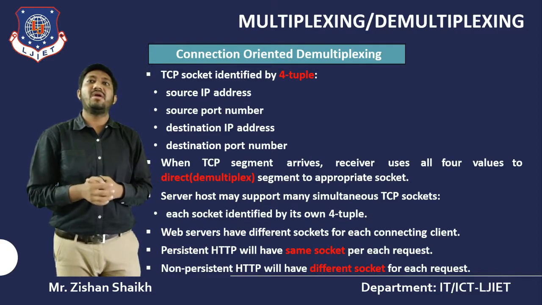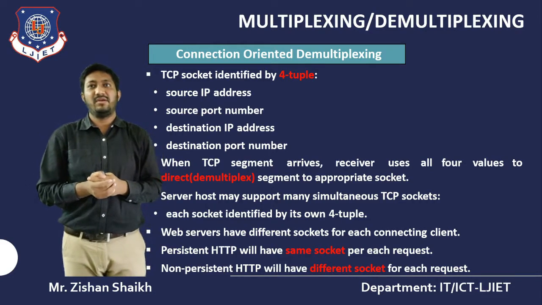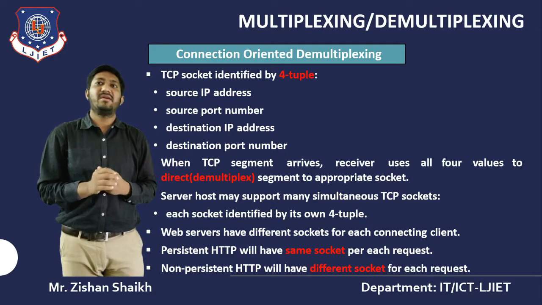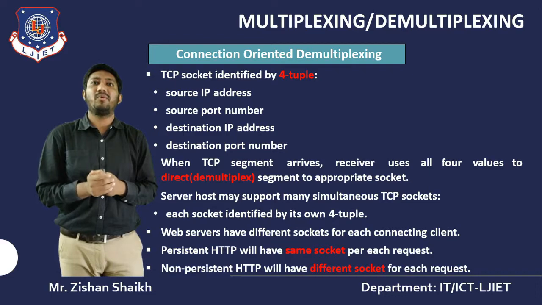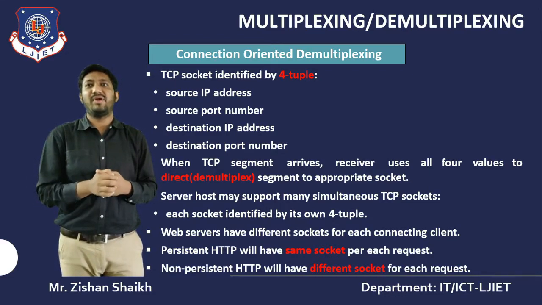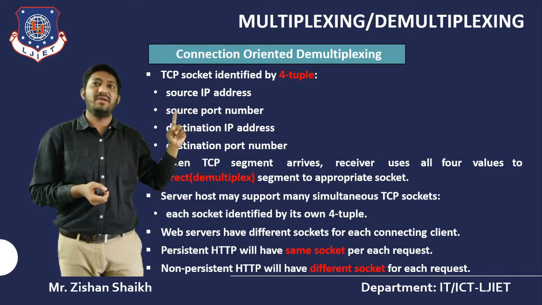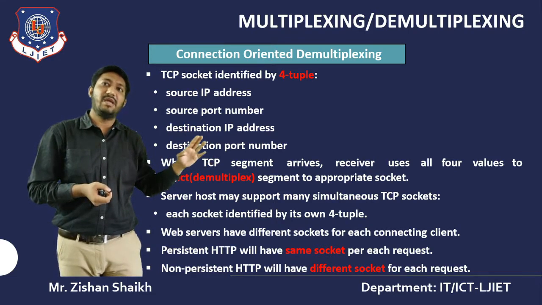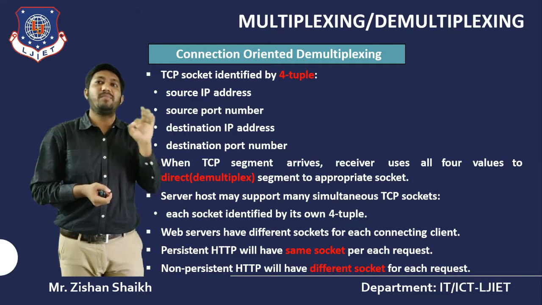Now we are talking about connection-oriented demultiplexing. When we talk about connection-oriented, reliability is there. What happened in the previous one, connection-less? No reliability, no guaranteed data transfer. But in connection-oriented, there is some surety and reliability. At that time we need a minimum of four values here: source IP, source port number, destination IP, and destination port number. IP and port both are used.